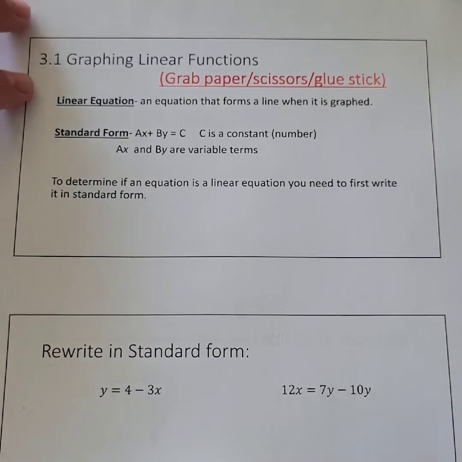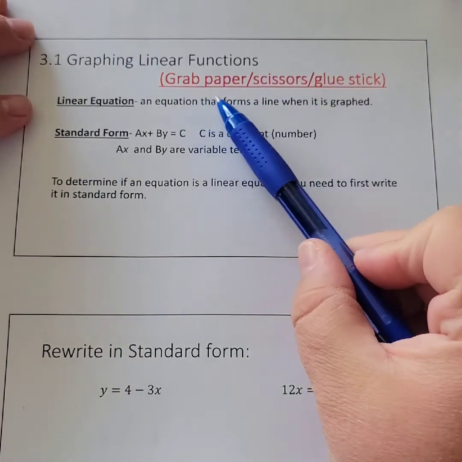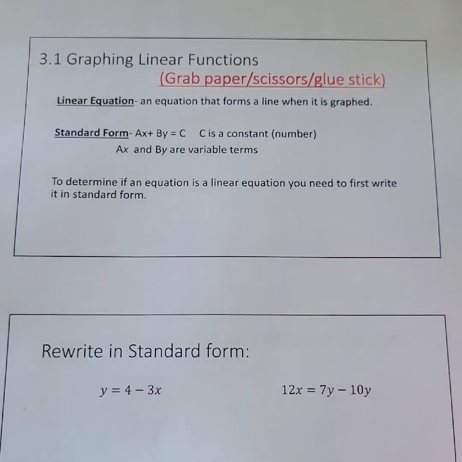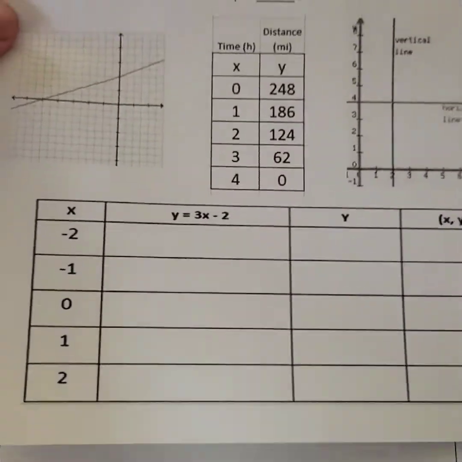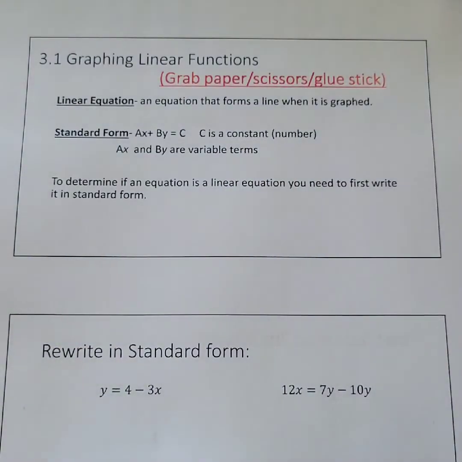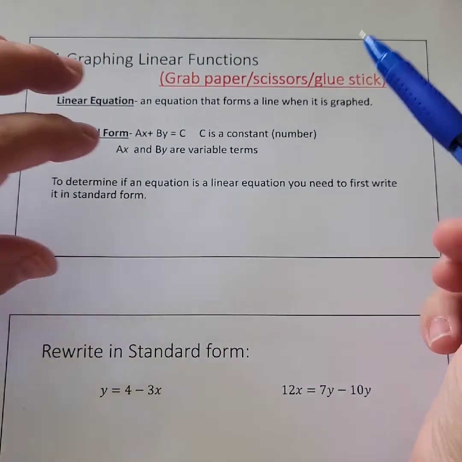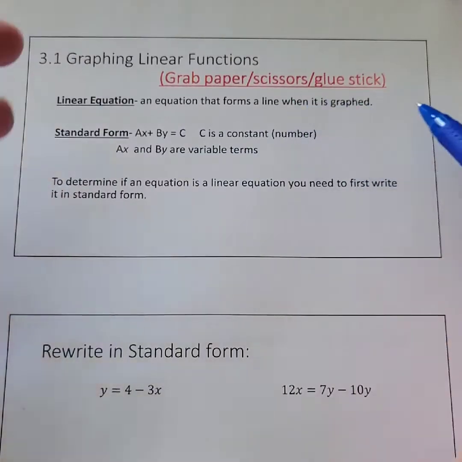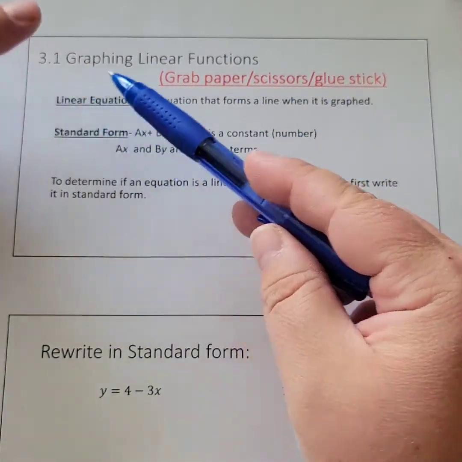3.1, graphing linear functions. And I have a paper that you can put in your notes. I will hopefully link it when I put this in Canvas. But it looks like this, and then you'll be able to use the graphs and things that I do. Okay, so a linear equation is an equation that forms a line when it's graphed. So that makes sense, linear equation.